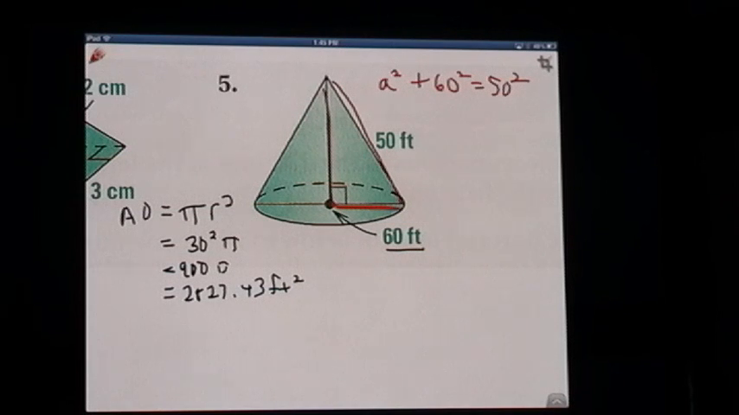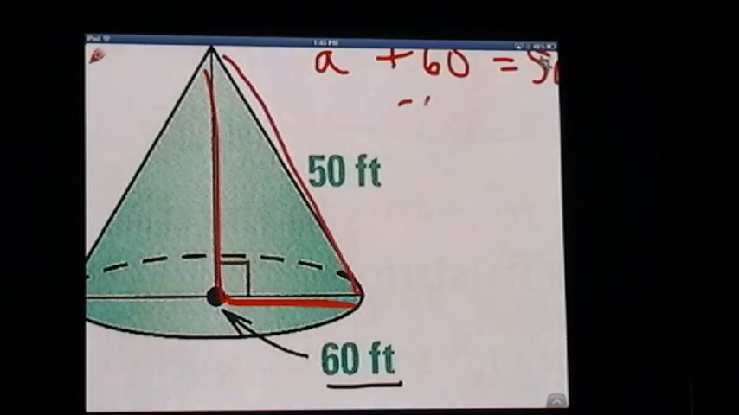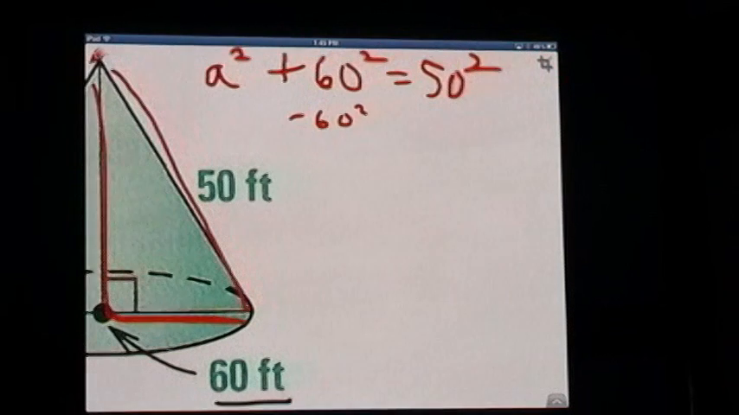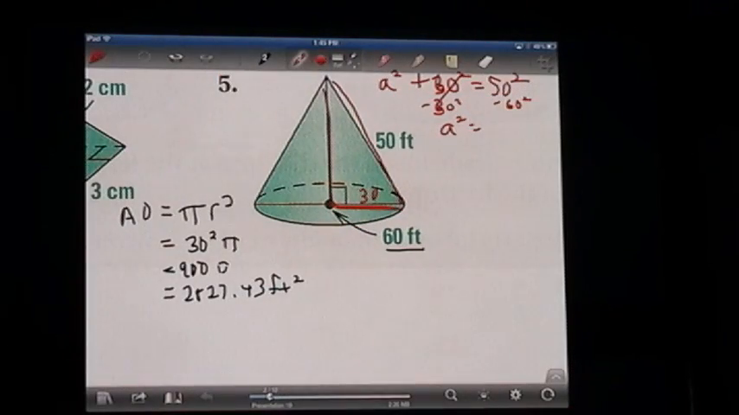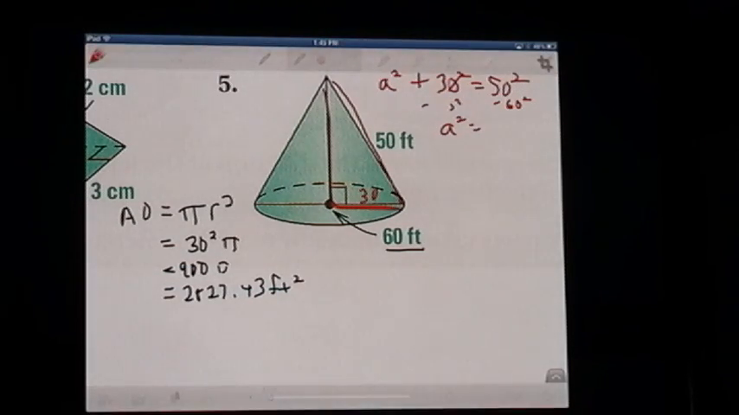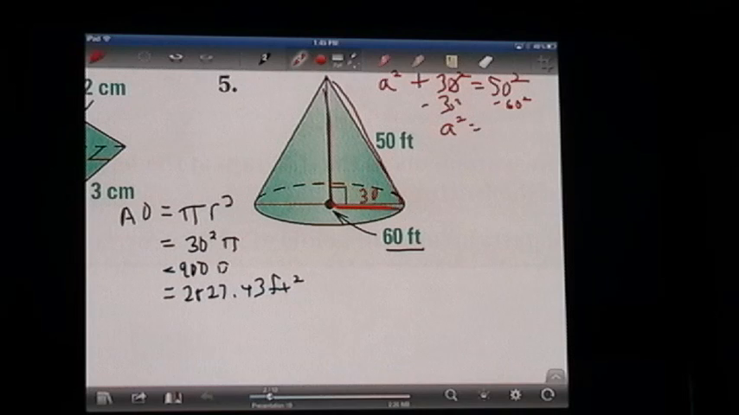Or we can go ahead and subtract our 60 squared from both sides and get a squared equals 50 squared minus 60 squared. Oh, that should be 30. It is a 3, 4, 5. Beg your pardon. Okay, 30 squared, and there's 30. I just left that 60 there after I erased. See, I can make the same mistakes at home, but I don't have you here to correct me.